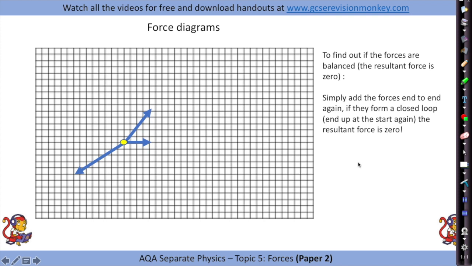Okay, now if you've got three or more forces acting on an object, to find out if the forces are balanced and the resultant force is 0, we simply add the forces end to end again, and if they form a closed loop, as in they end up at the start again, the resultant force is 0. So let's have a look at this one. You'd measure the length of it, you'd measure the angle of it, and you'd place that up at the ends to end. And then with our last one again, you'd measure the length of it, measure the angle from the horizontal, place it up at the end there. And so this one forms a closed loop. So it means that there is a 0 resultant force acting on the object, meaning it would stay at a constant speed or stay stationary.